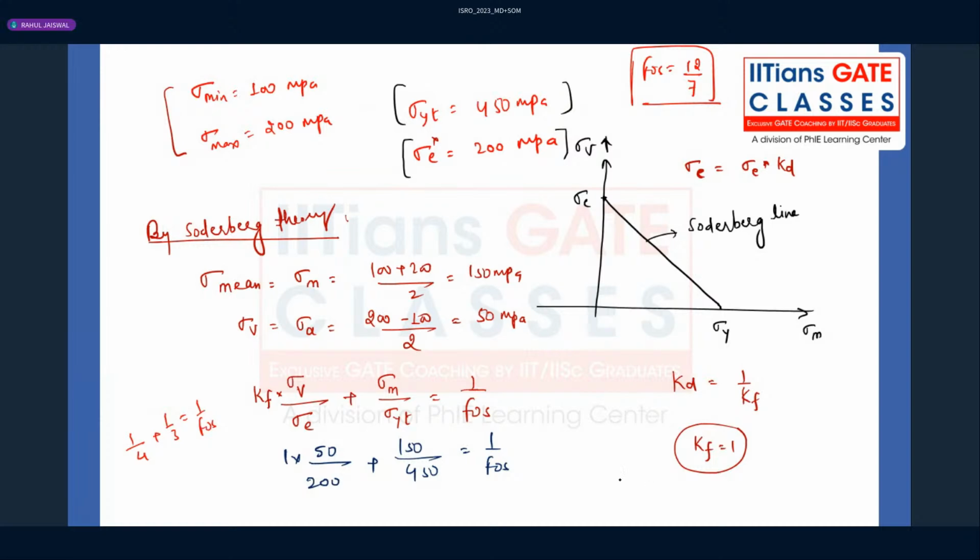We also know Kf, the fatigue strength concentration factor, is 1 plus Q times (Kt minus 1). Kt is the theoretical stress concentration factor. Q is the notch sensitivity. If the problem gives no value, or they have given Q as 0, for example, then we get Kf equal to 1.